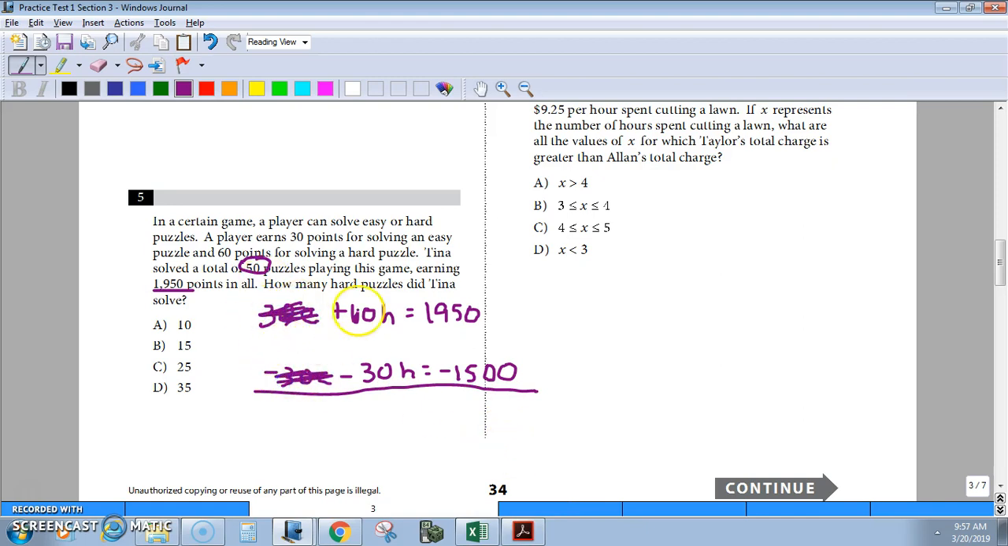So positive 60h, so this is going to be 30h is equal to, subtract here because this is a negative, so 0 minus 0, 0, 5 minus 0 is 5, 9 minus 5 is 4, 1 minus 1 is 0. So 30 H's is equal to 450. So to find out how many hard puzzles there are, which is the answer I was looking for, I need to divide both sides by 30.